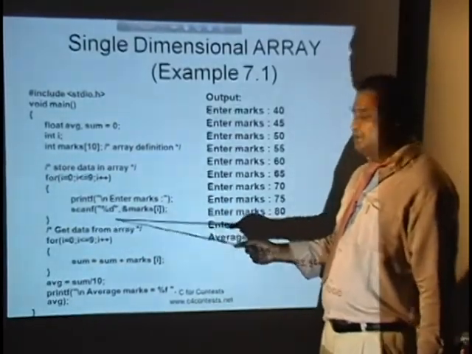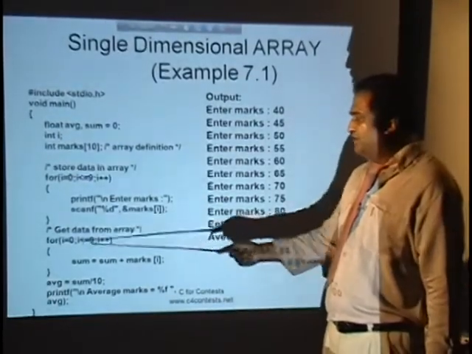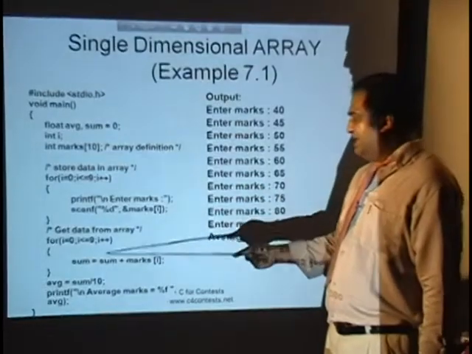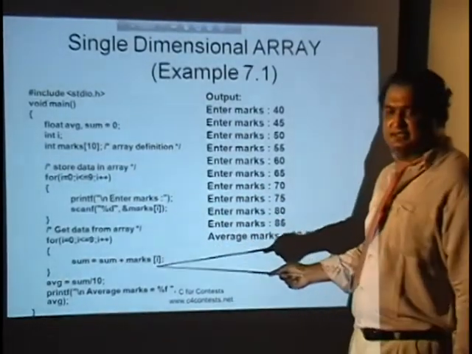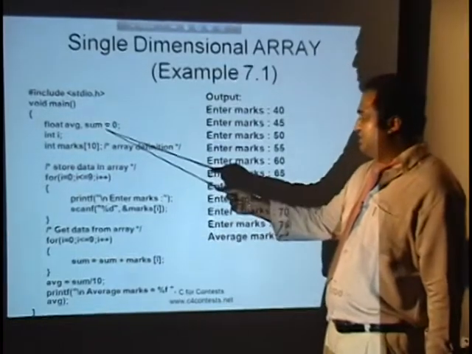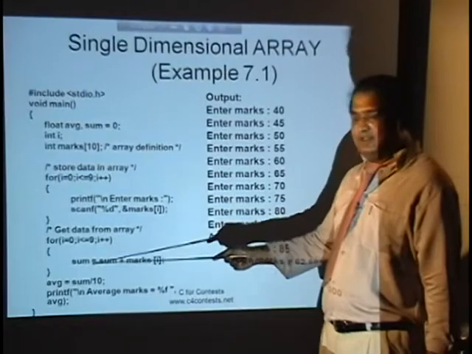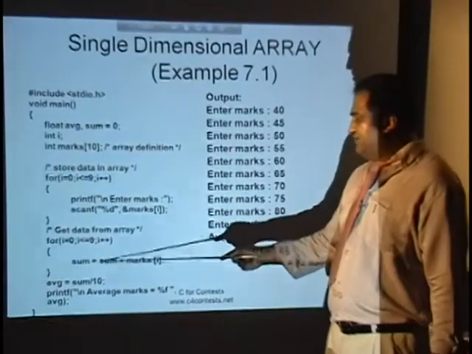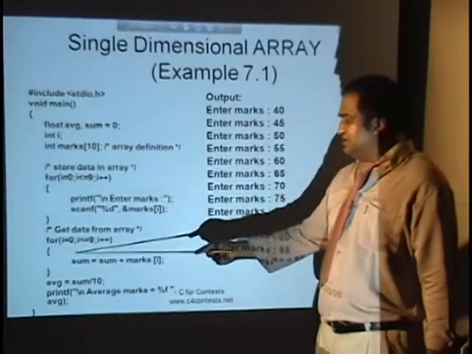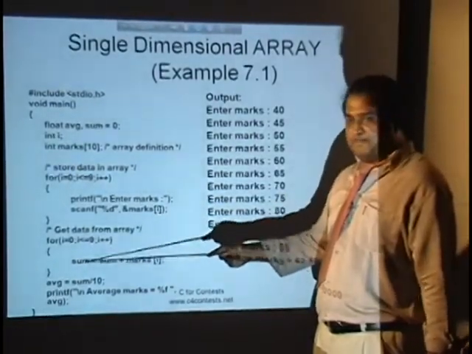Now, after entering the input, we want to get the output. So we run the loop again with the same parameters, and then we say sum equals sum plus marks[i]. Initially the sum is equal to 0. It starts from 0, then adds each mark and keeps on adding, so the total sum comes out. So this is the problem. At the end of this for loop, this sum will be the total.